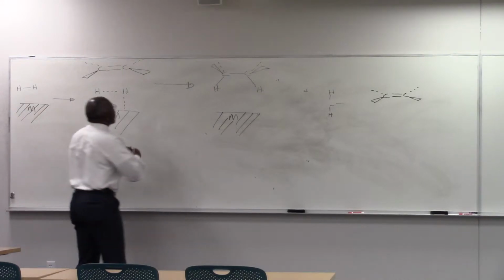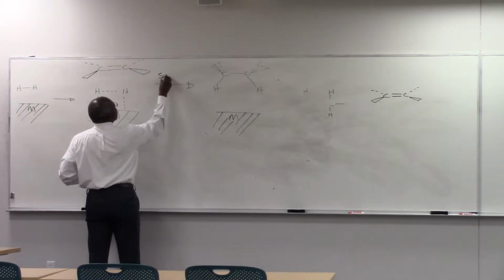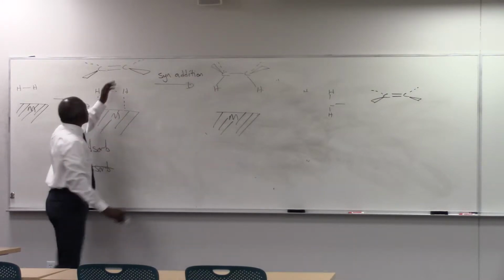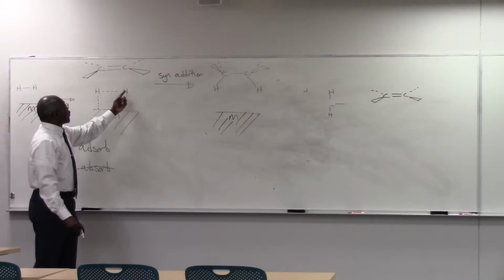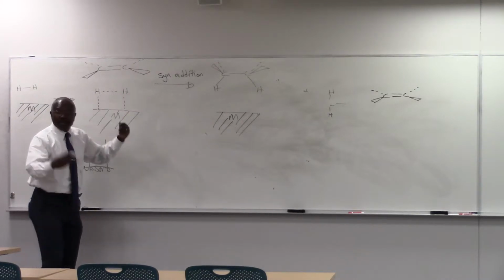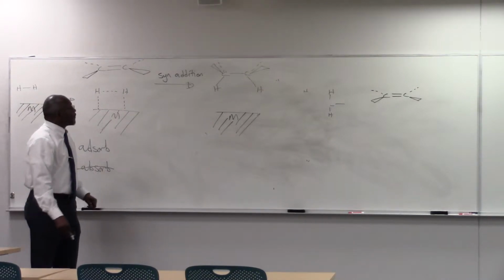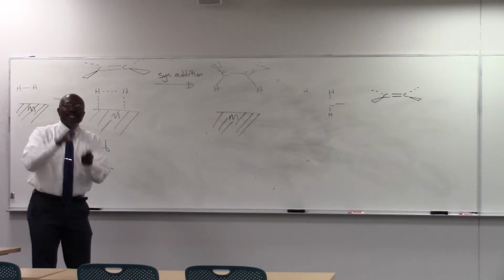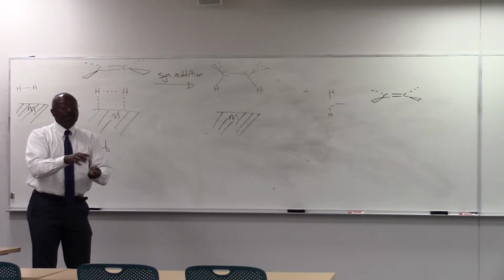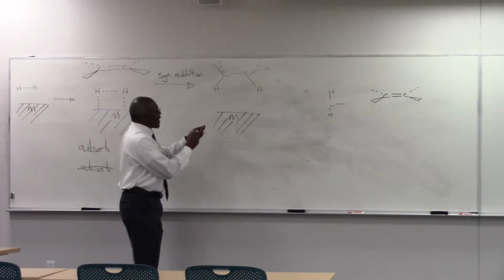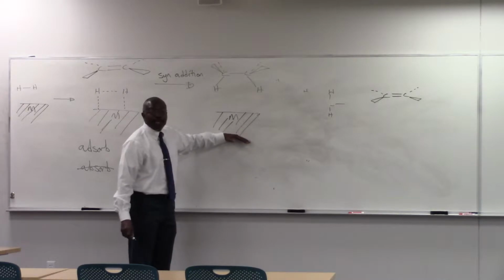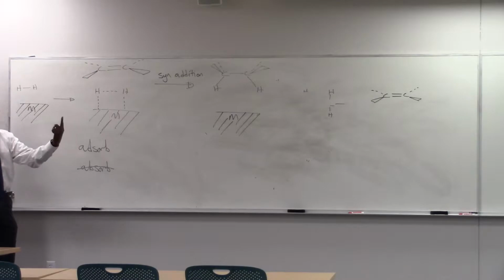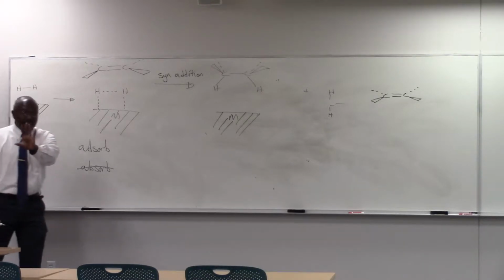Because they're on the same side, this is referred to as a syn addition. It's clearly addition because we are destroying the pi bond and incorporating the elements of a simple molecule. That's how we define addition. And syn just means it's the same face. It's happening on the same face of the molecule. So we get syn addition. That leaves the metal free to go pick up another hydrogen gas. So the metal then is a catalyst. Right? But let me dive into that a bit more.